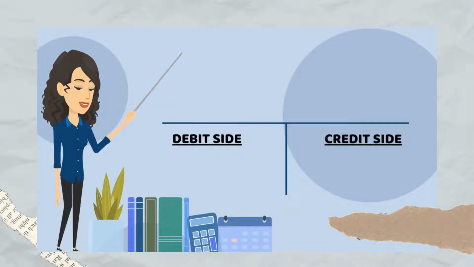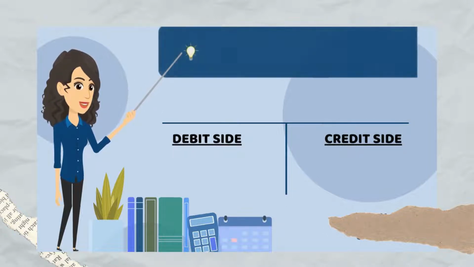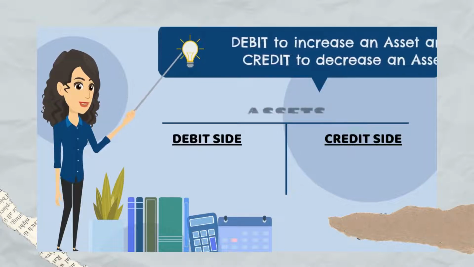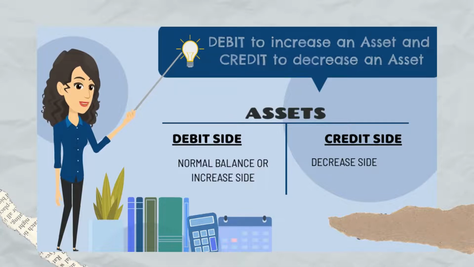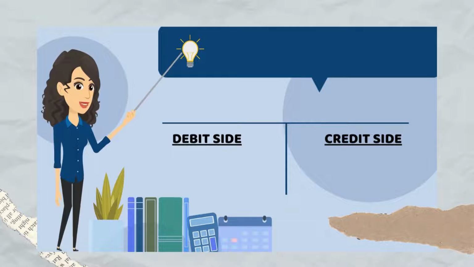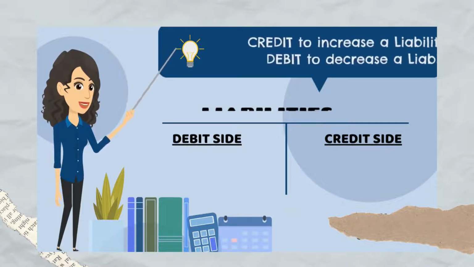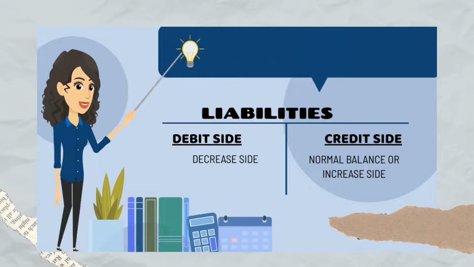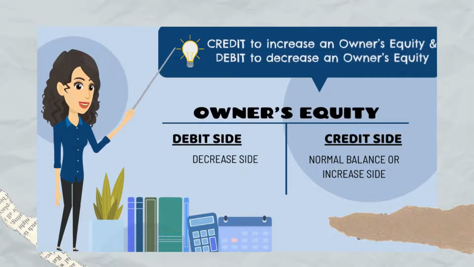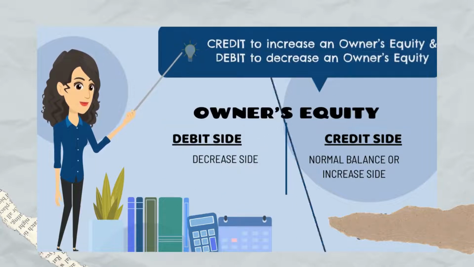Conversely, the decreased side of an asset is on the credit, while the decreased side of the liabilities and owner's equity is on the debit. To illustrate, we say debit to increase an asset and credit to decrease an asset. We say credit to increase a liability and debit to decrease a liability. We say credit to increase an owner's equity and debit to decrease an owner's equity.